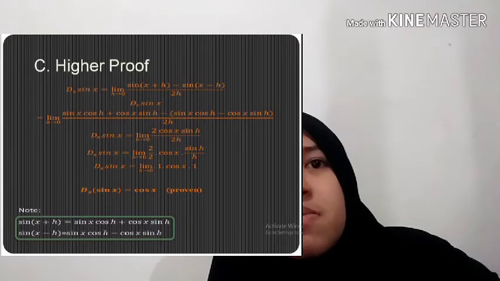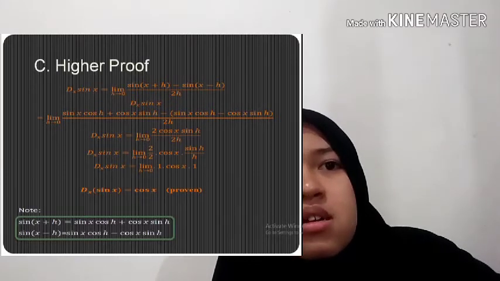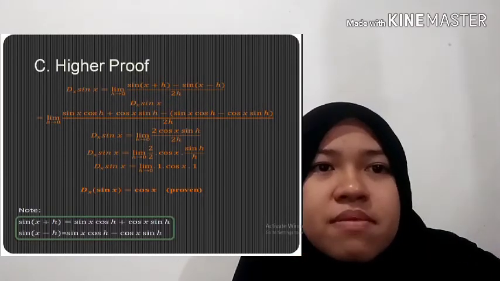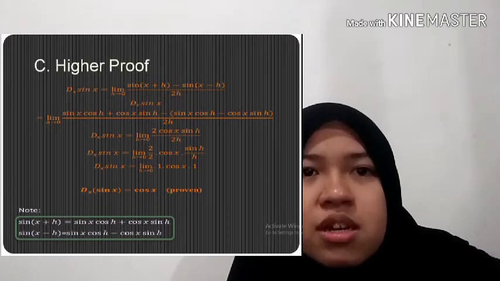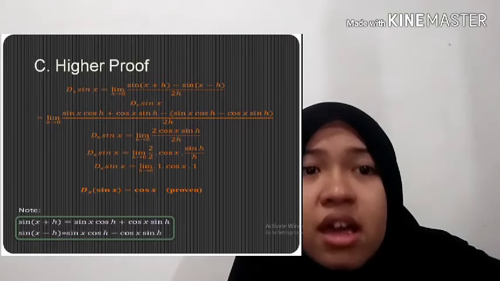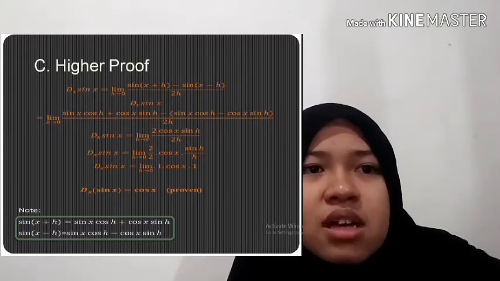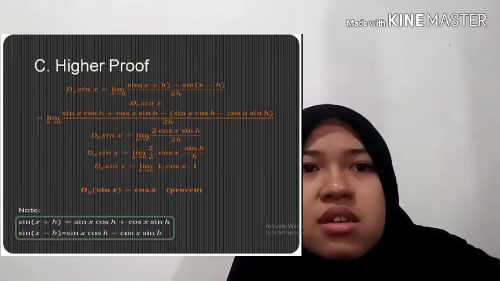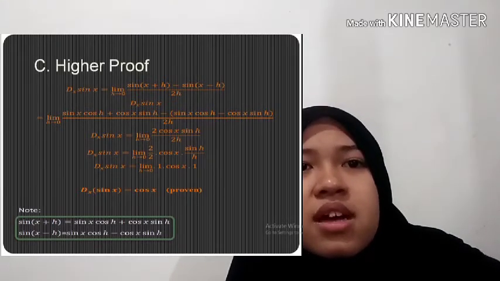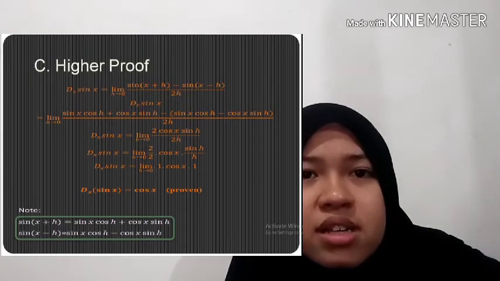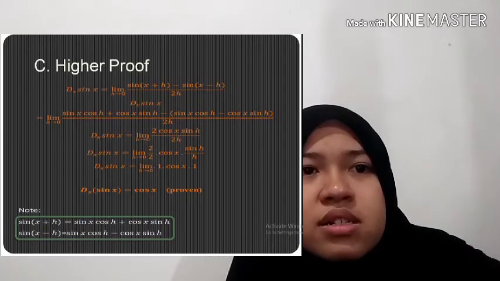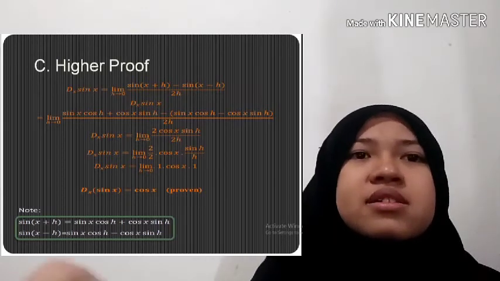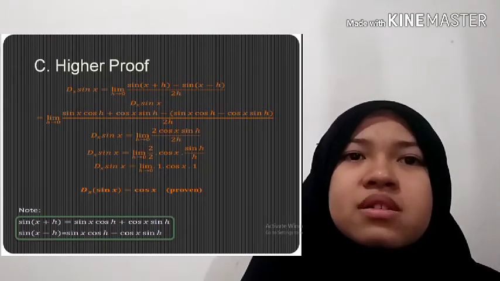By simplifying this equation and using sine of (x plus h) is equal to sine x cosine h plus cosine x sine h, and sine of (x minus h) is equal to sine x cosine h minus cosine x sine h. This is the formula of addition and subtraction angles of sine. We get the derivative of sine x is equal to cosine x.